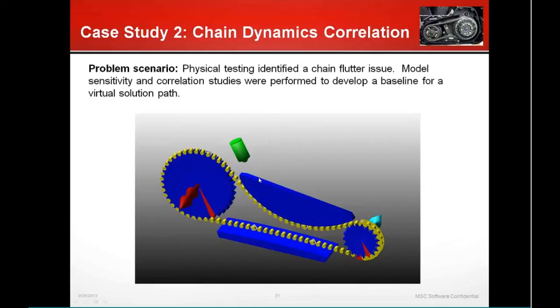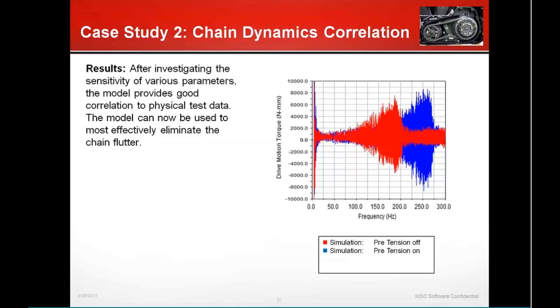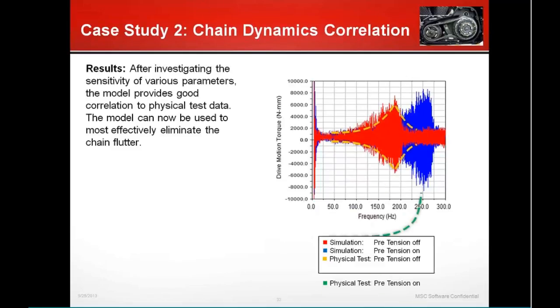The local frequency of this chain system is interacting with the whole system frequency, which causes a resonance effect and a lot of vibration and noise. So what we did in this case study is try to reproduce the system using Adams and Adams Machinery. We studied the sensitivity of various parameters until we had a virtual model well correlated to the physical test results. So let's take a look at some of the results.